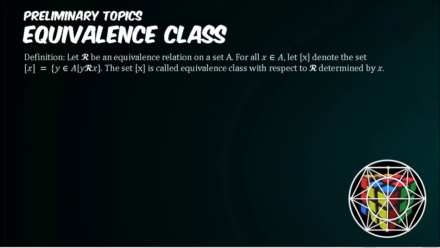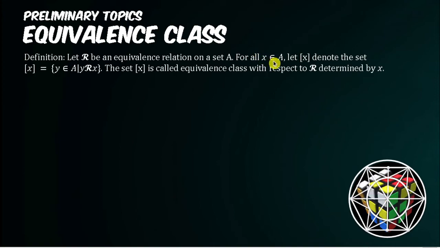Okay, we have another term here, equivalence class. What do we mean by an equivalence class? It actually stems from an equivalence relation. So let's read the definition first. Let R be an equivalence relation. So we are already talking about a relation that is already considered an equivalence relation, meaning it satisfies the three properties.